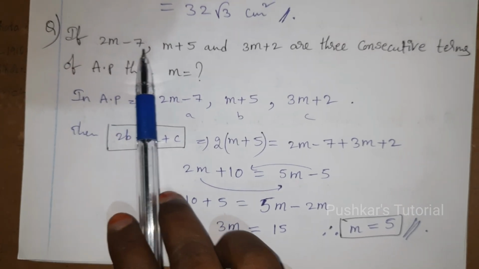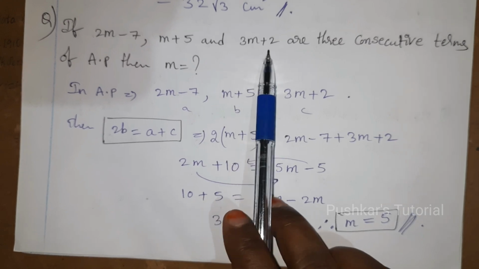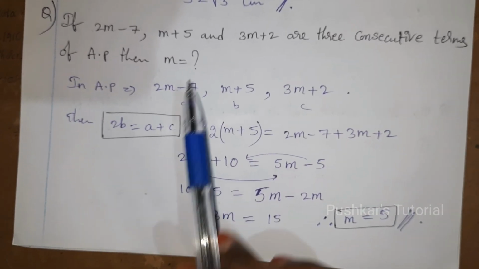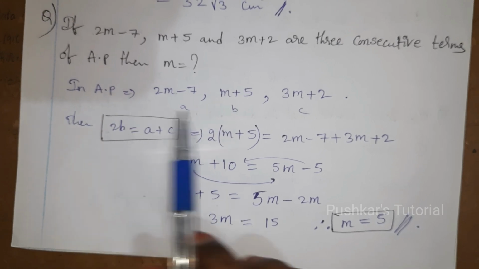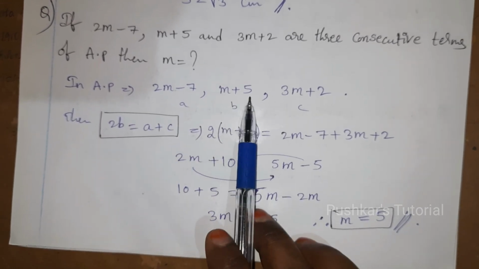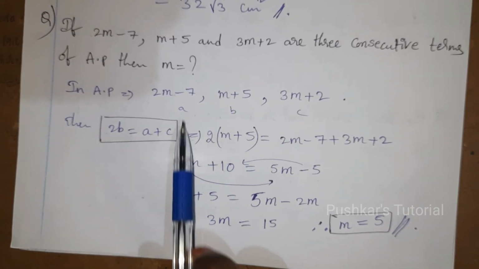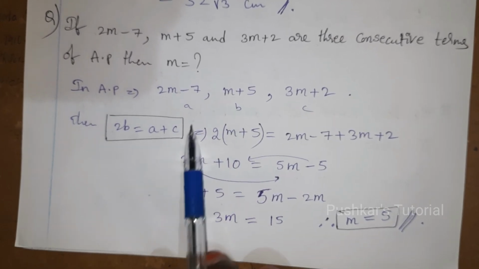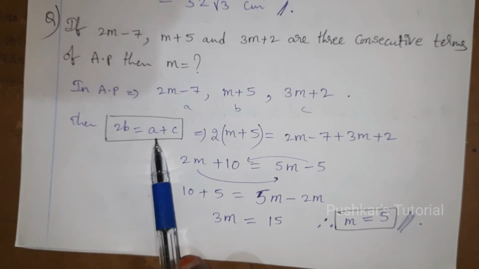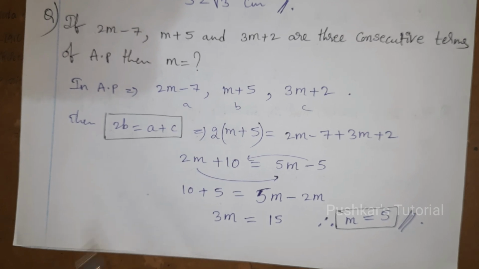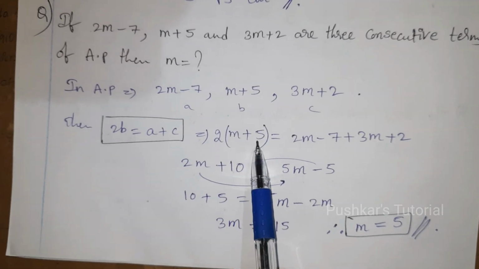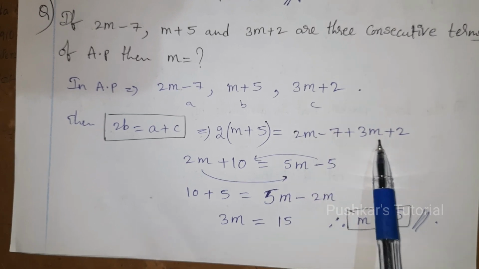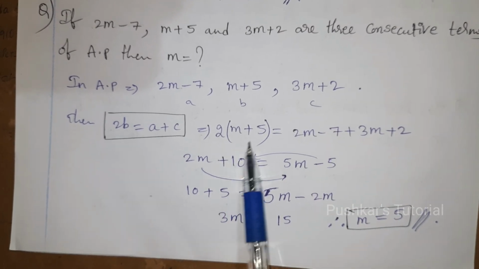If 2m minus 7, m plus 5 and 3m plus 2 are 3 consecutive terms of an AP, then find m. So in the AP the numbers are 2m minus 7, m plus 5, 3m plus 2. AP means in general we take a, b, c. So for a, b, c in AP, what is the condition? 2 into the middle is equal to the addition of first and last. So 2 into the middle, m plus 5. First term is 2m minus 7, last term is 3m plus 2. So multiply by the 2 table.